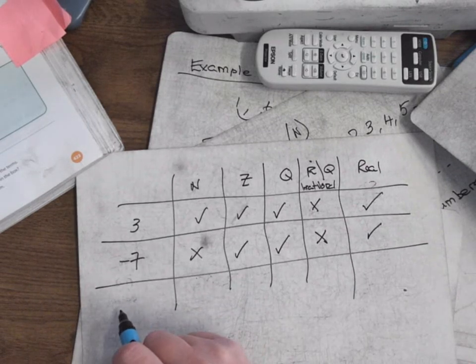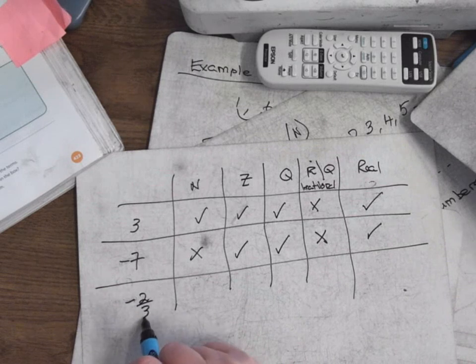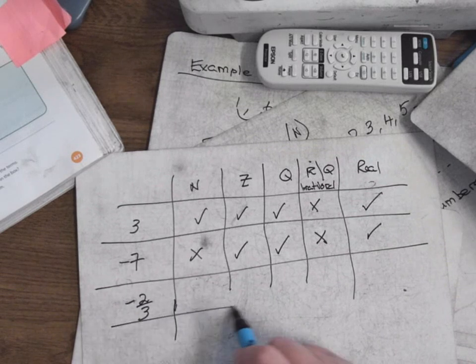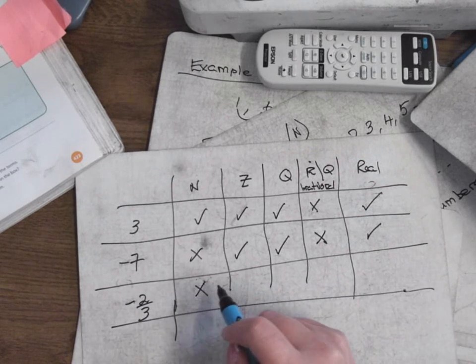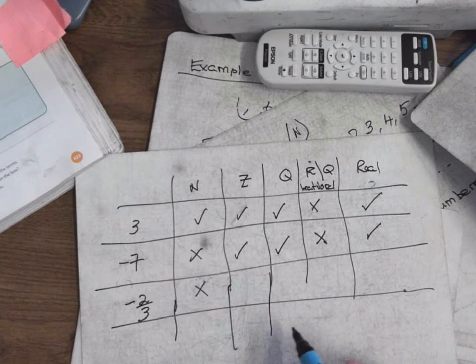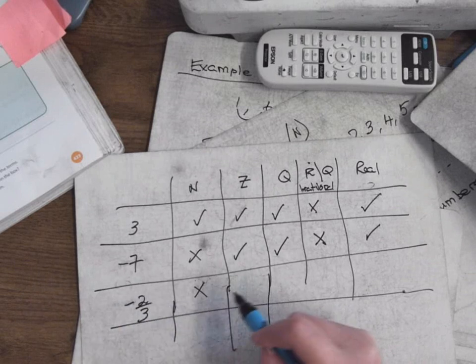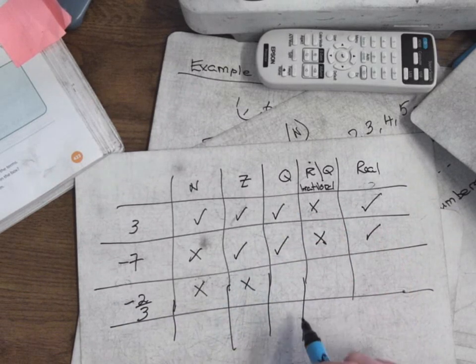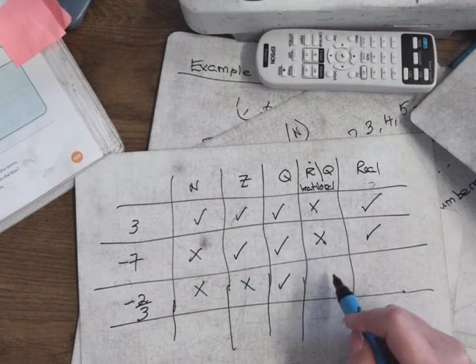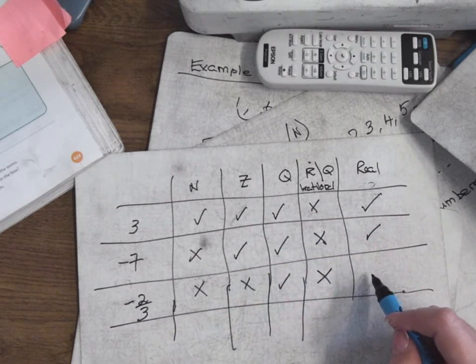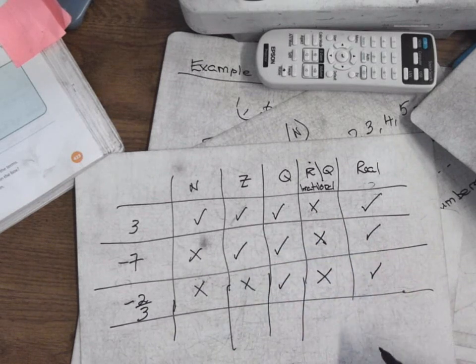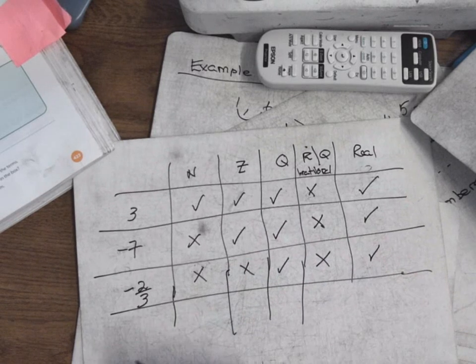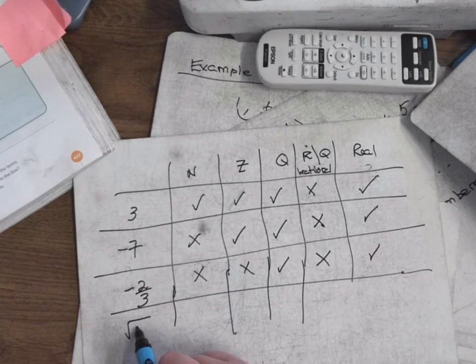Okay, what about -2/3? Is it a natural number? No. Is it an integer? No. That's positive and negative whole numbers, so that's not a whole number. Can it be written as a fraction? Yeah, so therefore it can't be irrational. Is it real? Yeah, because everything is real. Okay, is that right?